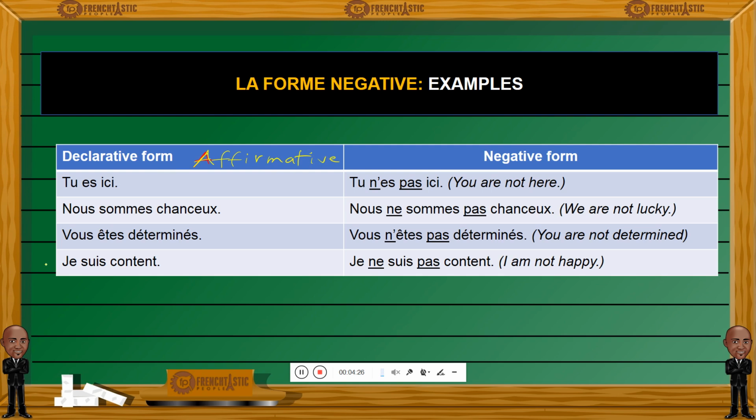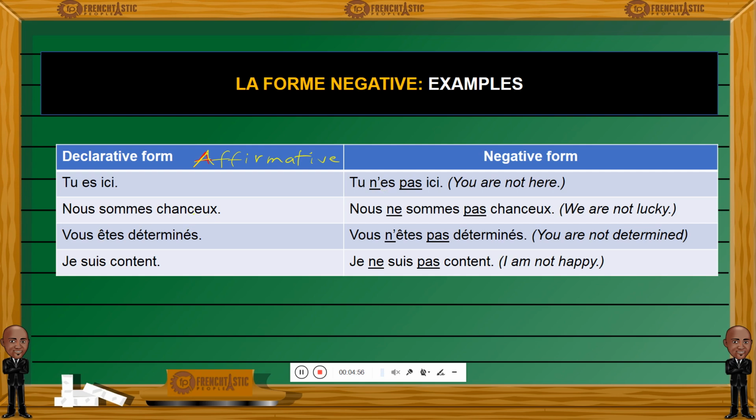So let's read the statements in the affirmative form. Tu es ici. You are here. How would you say you are not here? Well, tu n'es pas ici. We have ne and pas on either side of the verb es. And because es starts with a vowel, we will have an apostrophe. Nous sommes chanceux. We are lucky.